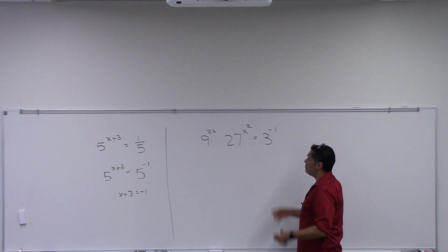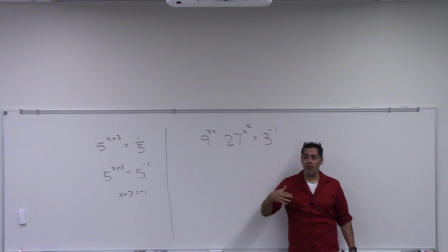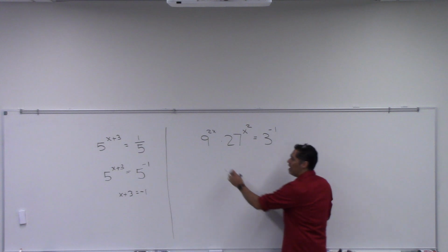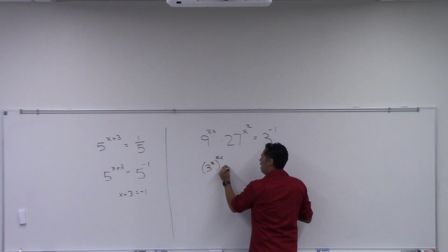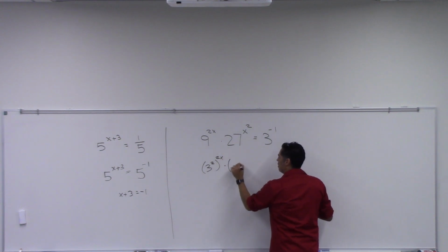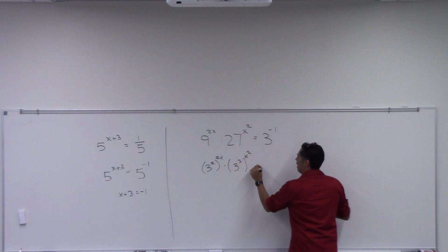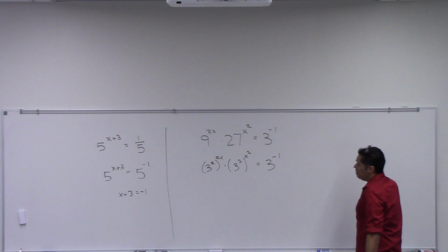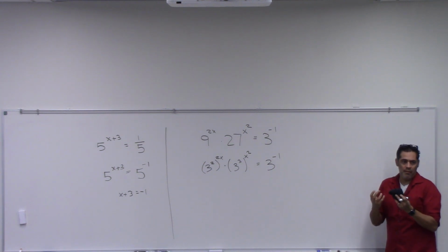Well, I have to recognize that 9, 27, and 3 are all powers of 3, right? So first rewrite 9 as what? 3 squared, but then that's raised to the 2x. Times, now 27 is 3 cubed, and then that's to the x squared, and then equals 3 to the -1. So what I've done is rewritten everything so that I have a base of 3 in all of them.